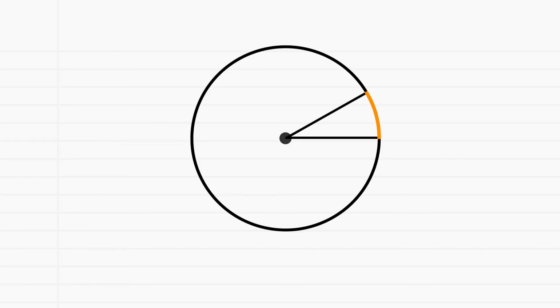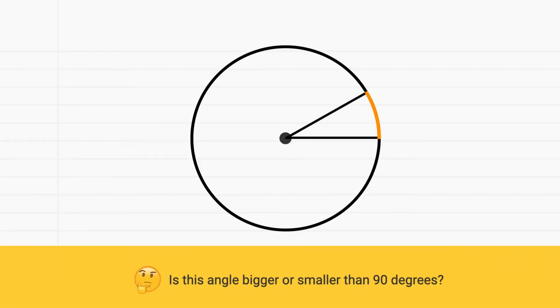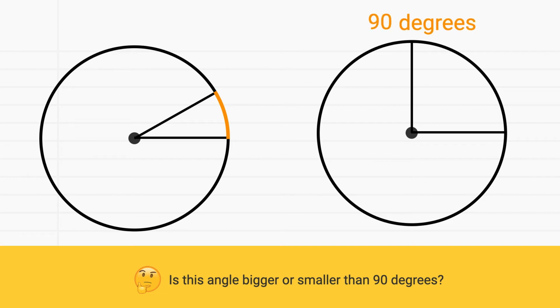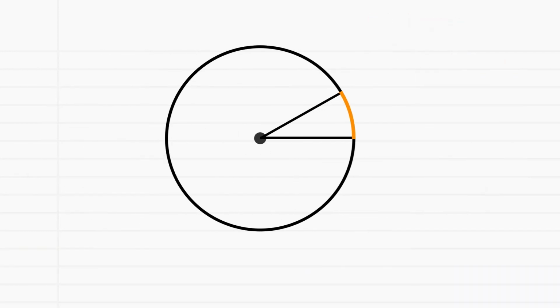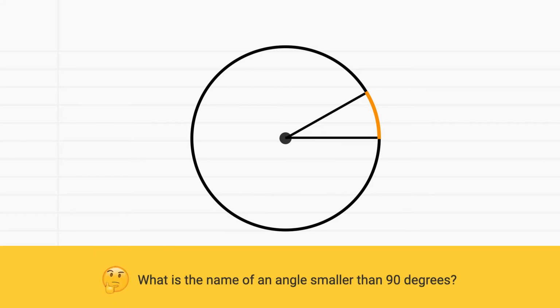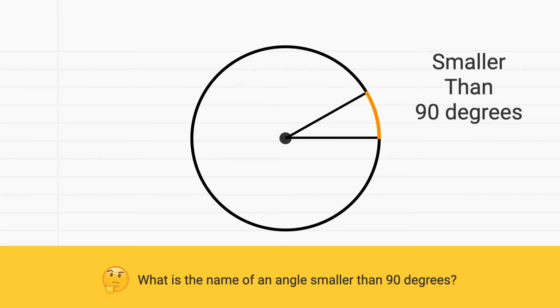Let's describe this angle. Well, is this angle bigger or smaller than 90 degrees? Remember that a 90 degree angle looks like this. So our angle is definitely smaller than 90 degrees. What is the name for an angle that's smaller than 90 degrees? If an angle is smaller than 90 degrees, we call it an acute angle.